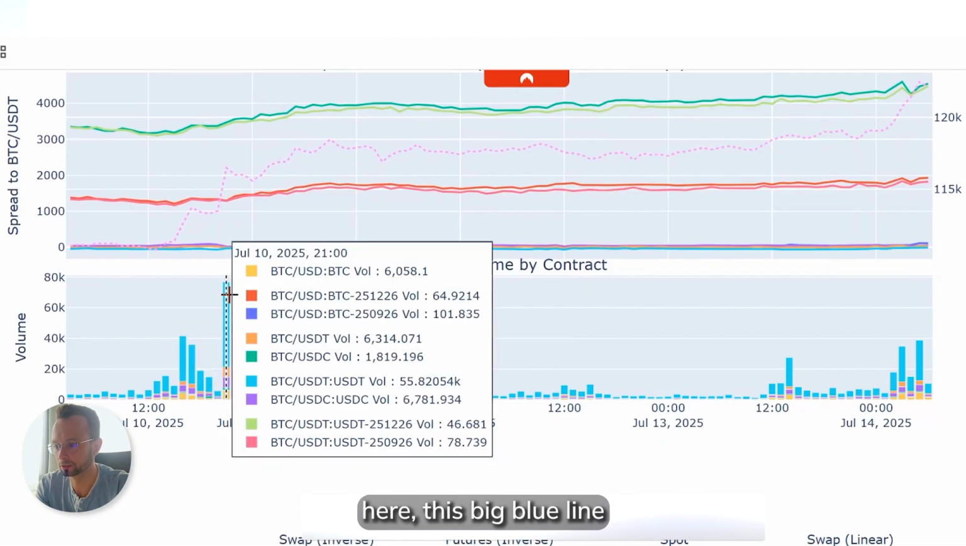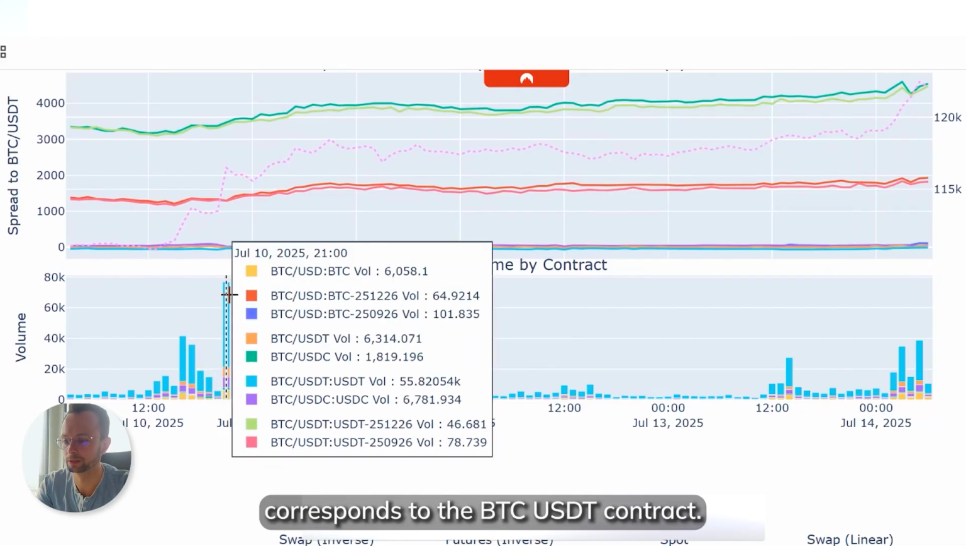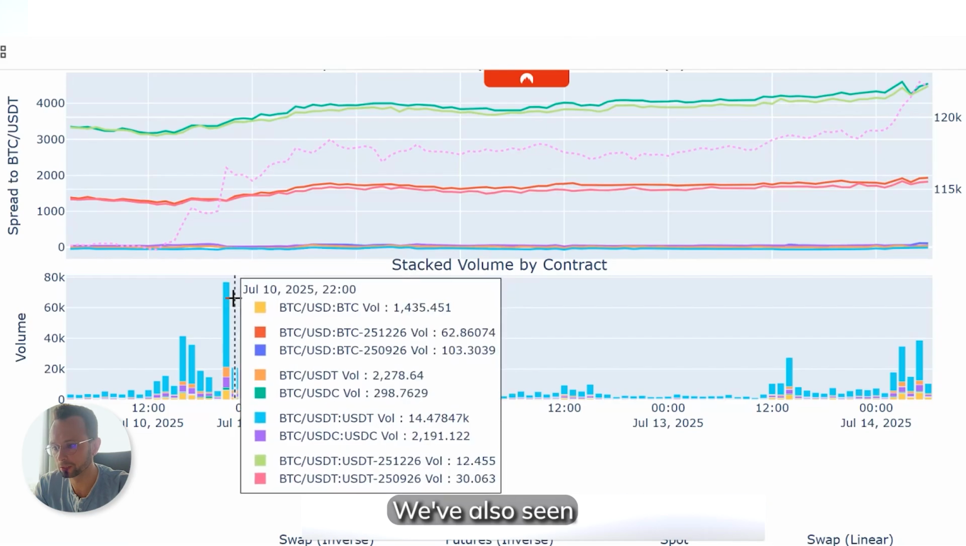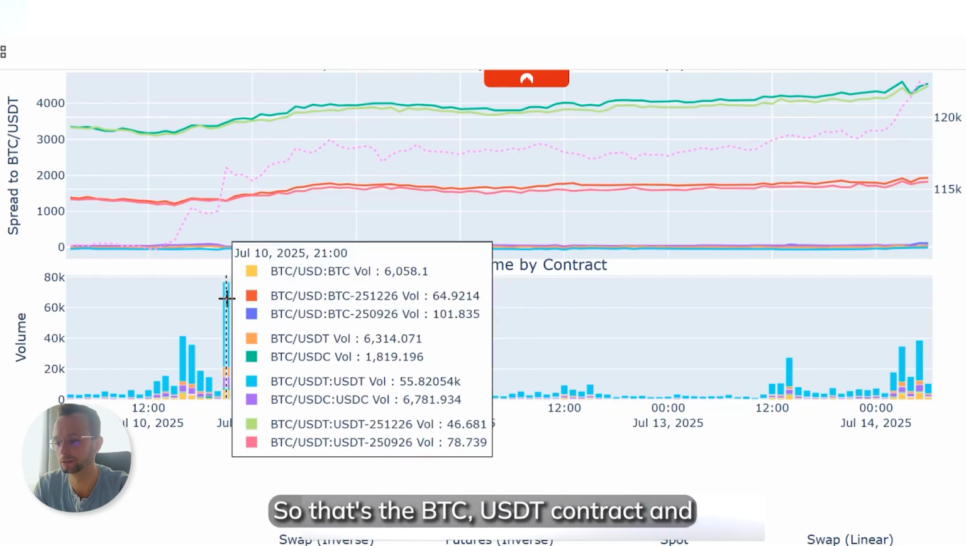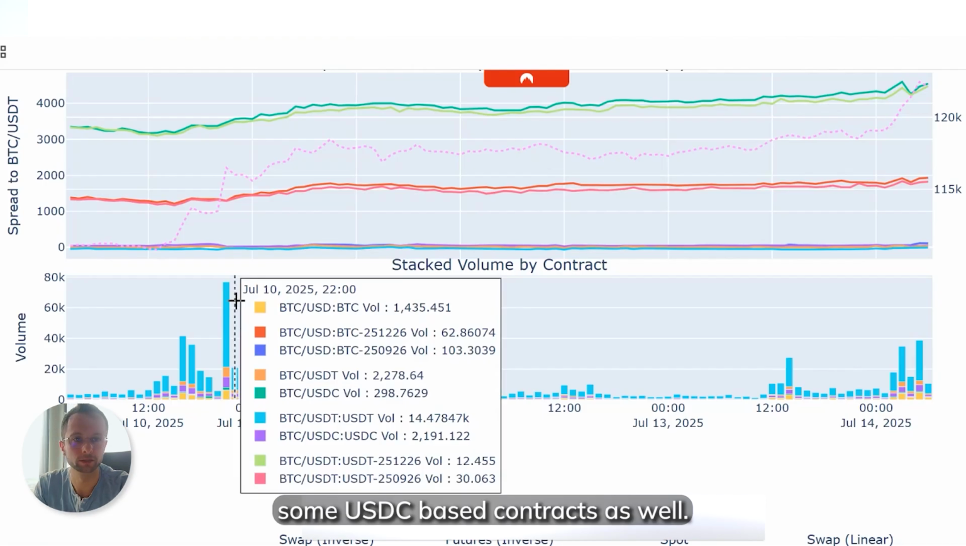As we can see here, this big blue line corresponds to the BTC USDT contract. We've also seen a fair bit of volume on the spot orange box, so that's the BTC USDT contract, and some USDC based contracts as well.